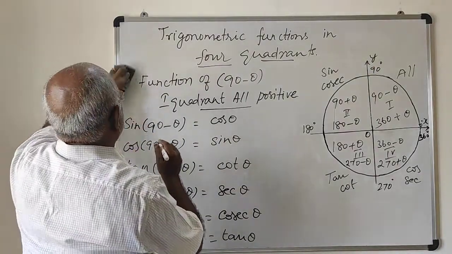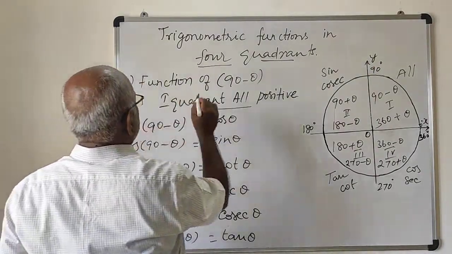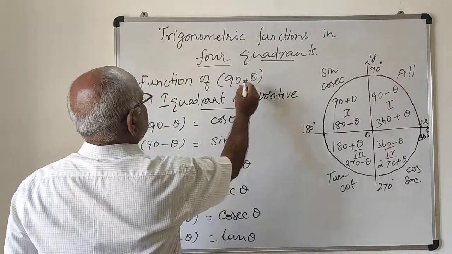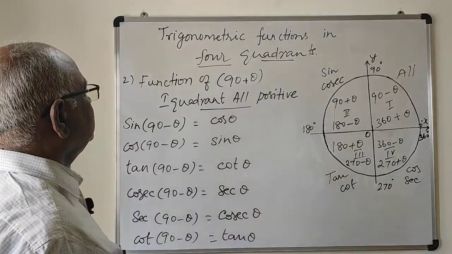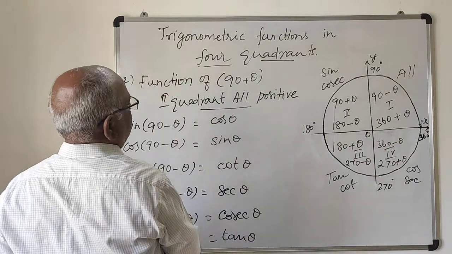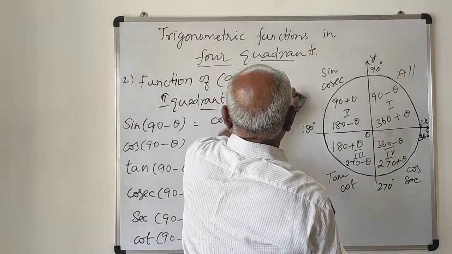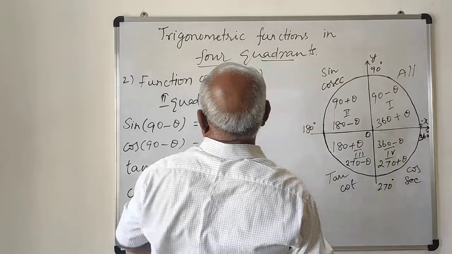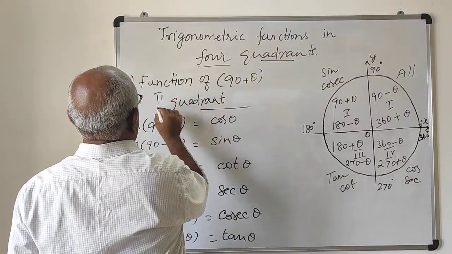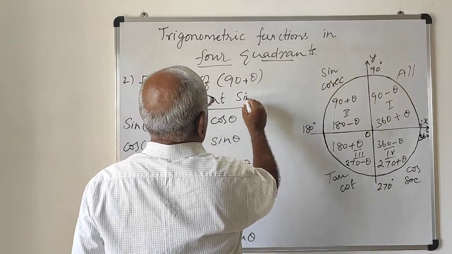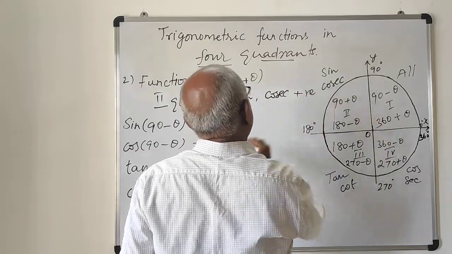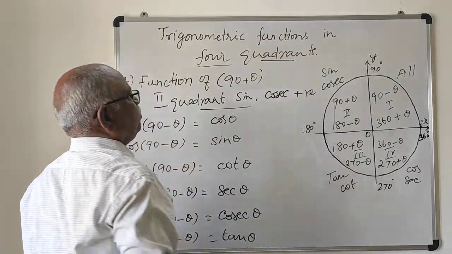Next, second one, the ratios of 90 plus theta, functions of 90 plus theta. 90 plus theta is in the second quadrant. In the second quadrant, sine and cosecant are positive.